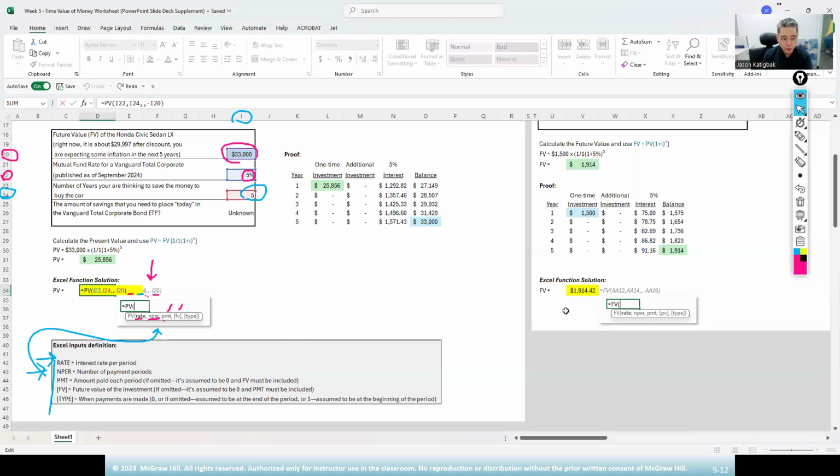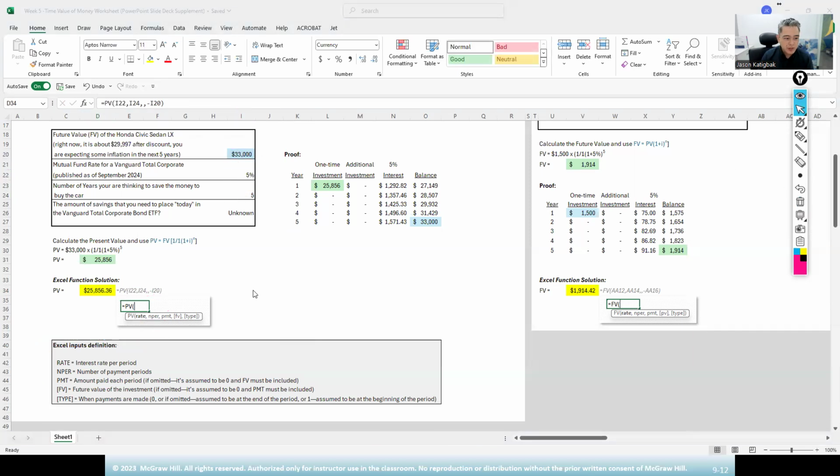I'll press F2, or you can see it on the function side here. I like to press F2 because you can see the colors highlighted. So the answer is that in order for me to get 33,000 after 5 years with an interest rate of 5%, if I make a placement to the Vanguard Total Corporate Bond, I need to make an investment now of 25,856 and 36 cents. Basically, that's what we're trying to do right now.